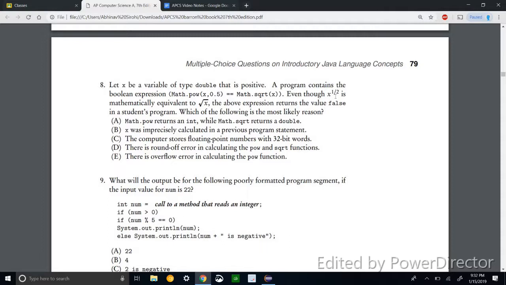So for number 8, the most likely reason that this happens is because when the power function and square root function run, they run in different ways, and there could be round-off error when they're both calculated. So the answer to number 8 will be D.